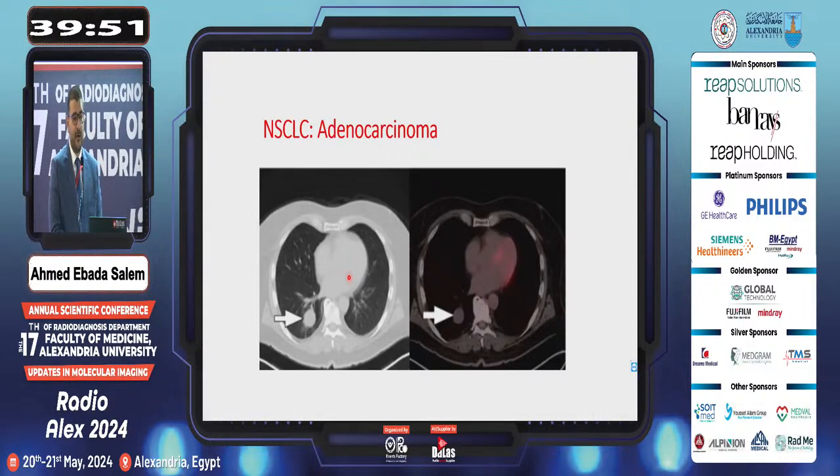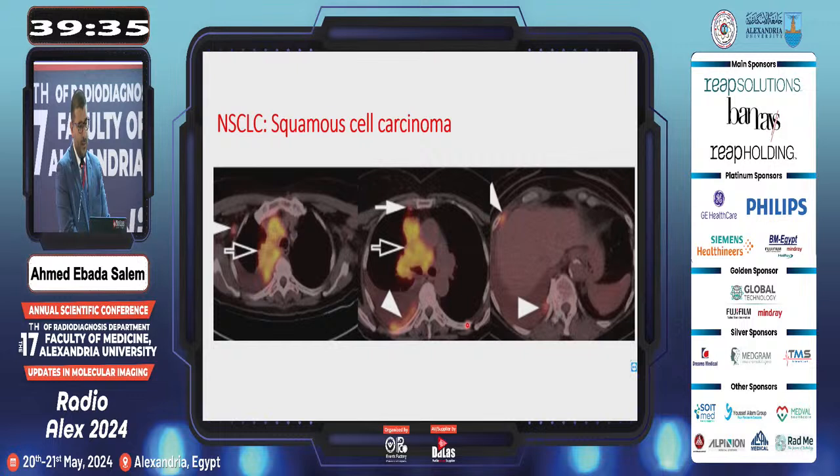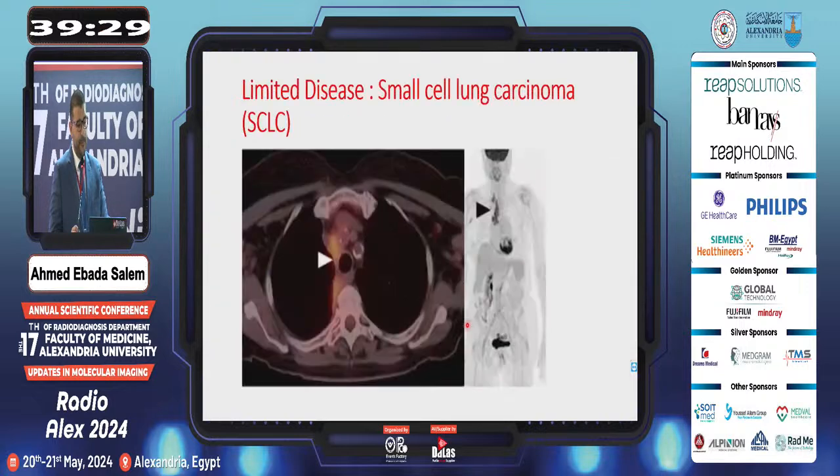So this is a case of a primary lung adenocarcinoma. As you can see, it does have uptake, very minimal uptake compared to the mediastinal blood pool. So just be aware that adenocarcinomas can be occult on PET-CT. This is a squamous cell carcinoma presented with avid uptake and pleural metastasis.